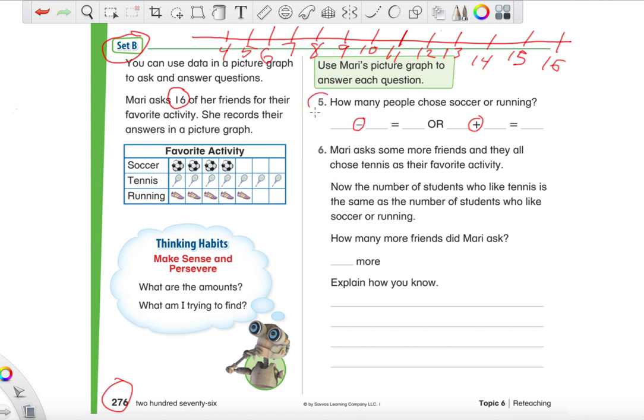And number 5 here says how many people chose either soccer or running. Now, I know this sounds weird, but when we hear this, they're actually saying how many people chose soccer and running combined. So they want to know how many people altogether either chose soccer or chose running.